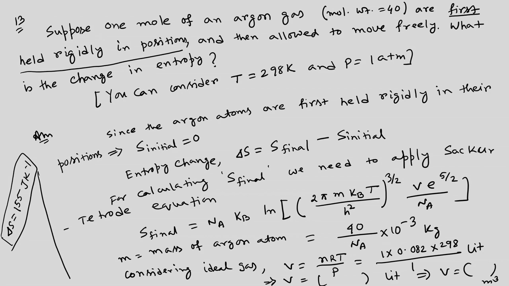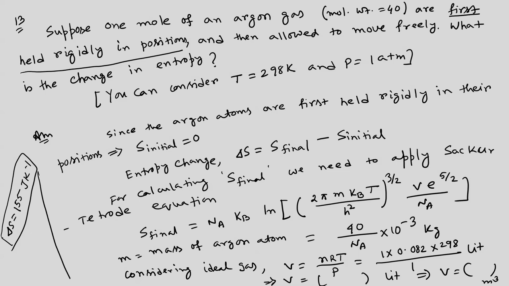The unknown quantities in this expression are m, the mass of an argon atom, which we can calculate from the molecular weight of argon, and it is said that 1 mole of argon gas is there. So, N is nothing but Na in this case. Then we need to calculate the volume. For calculating volume, we consider the ideal gas equation of state, V equals nRT by P, where n is 1, R is 0.082 in liter atmosphere units, temperature is 298 K and pressure is 1 atmosphere. If we substitute all these, we get volume in liters. Once we get the volume in liters, we need to convert it to meter cubed.